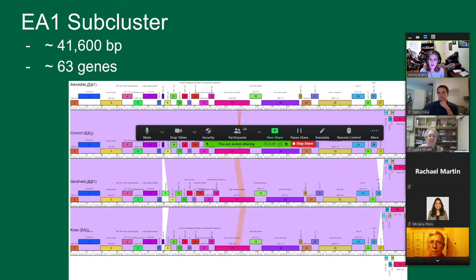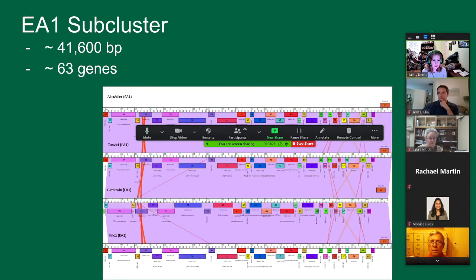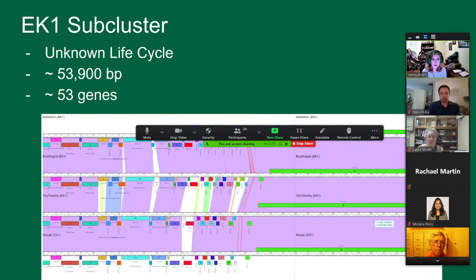For the EA1 subcluster, we had Convict at St. Leo, and we compared them against Alex Adler, Gershwin, and Knox. The EA1s are typically 41,600 base pairs in total length and have around 63 genes. And as you can see with the large sections of purple, EA1s are highly genetically similar with only a couple variations.